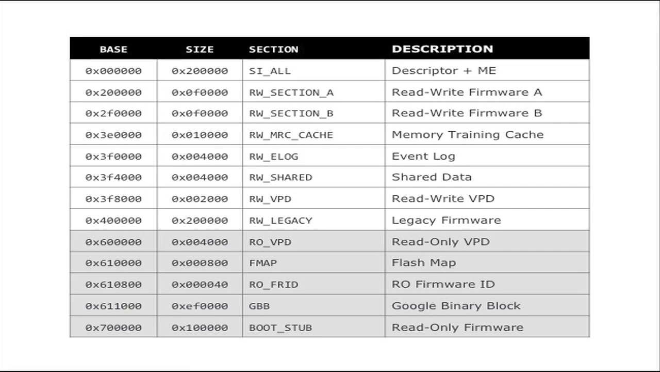In practice, however, the Intel flash descriptor and the memory and the management engine are also read-only. They're just not read-only at the hardware level. They're read-only from the SPI controller level. So really that bottom 2 megabytes is lost as well.